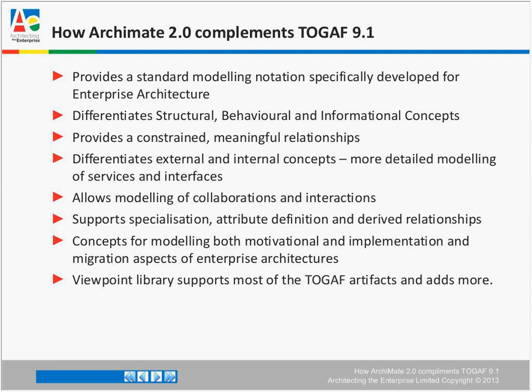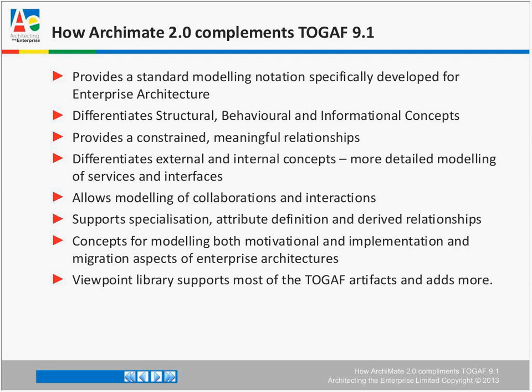It allows modelling of collaborations and interactions, which are real features of the way that enterprises work and should be reflected in models, and I think that's an advantage. It also supports specialization, attribute definition, and derived relationships. There are mechanisms in here for extension of the language, which I think is cool, and concepts, as we've seen, for modeling both the motivational and the implementation and migration aspects of enterprise architectures. And generally, the viewpoint library supports most of the TOGAF artifacts and adds more.